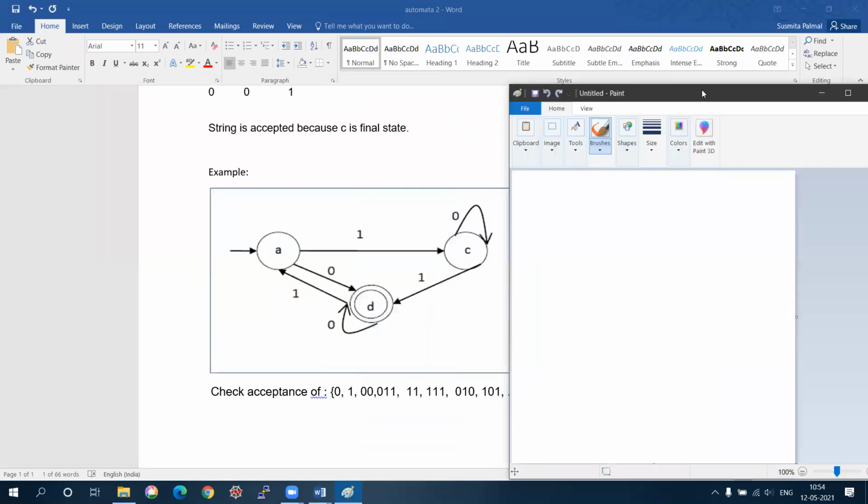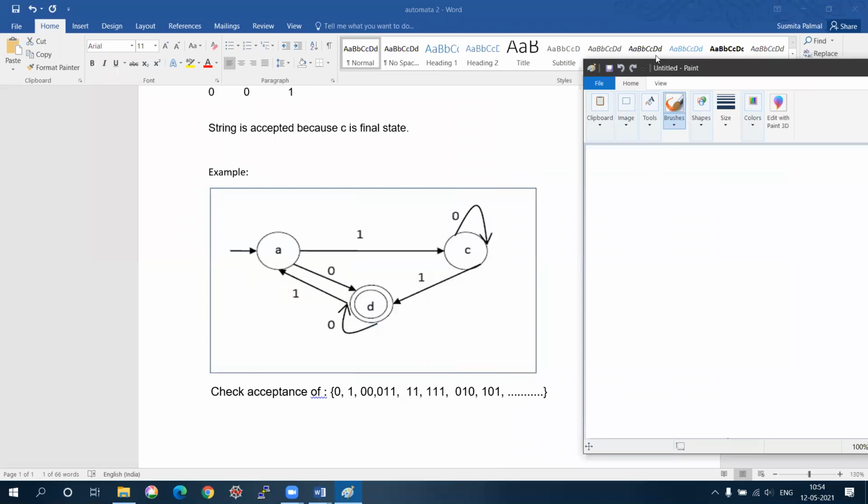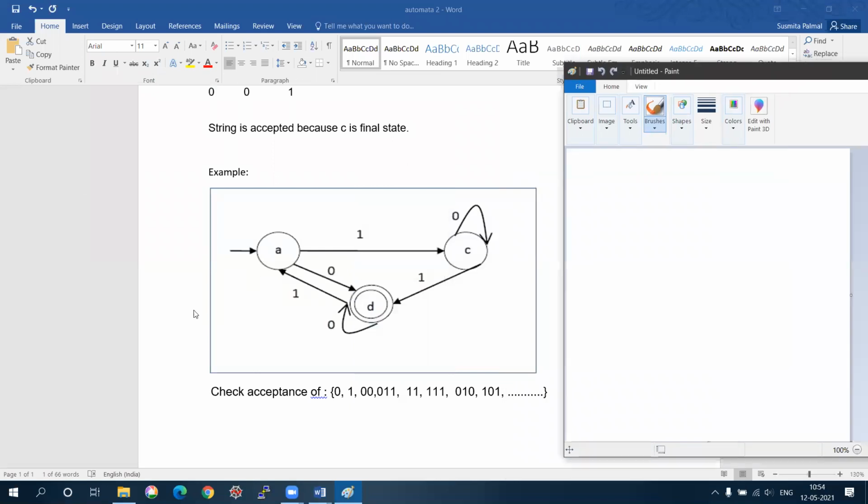Okay. So this is another example. I think it is visible. This is a diagram of a finite automaton, with a finite number of states, right? And we have to check the acceptance of these strings.